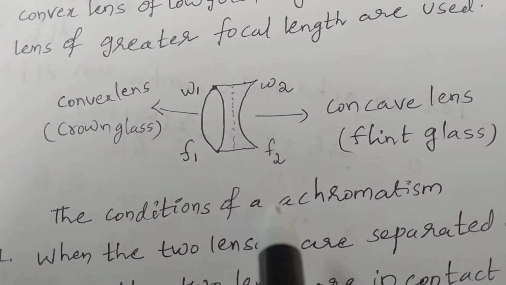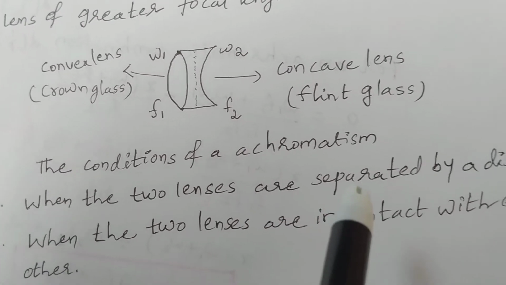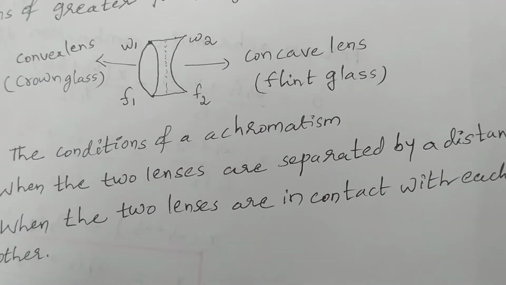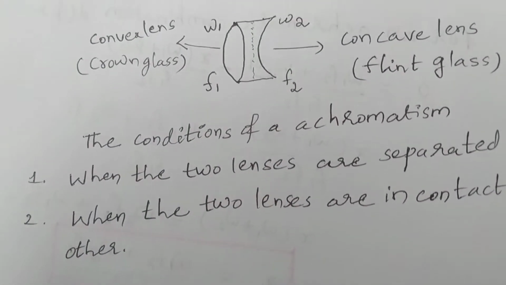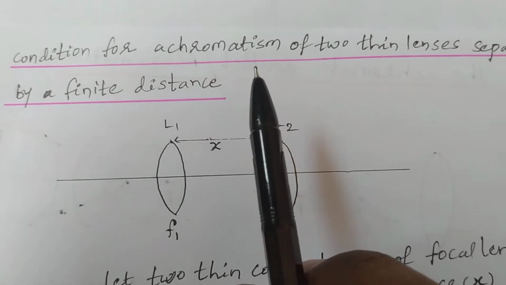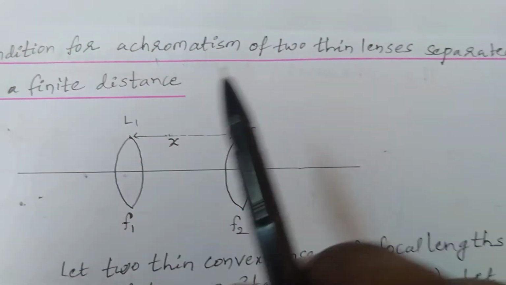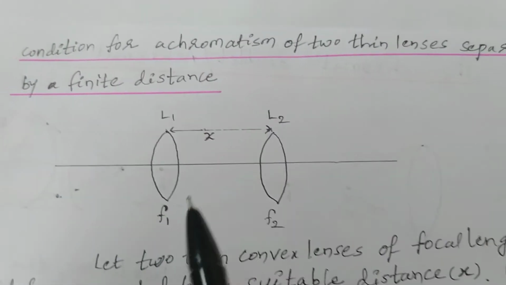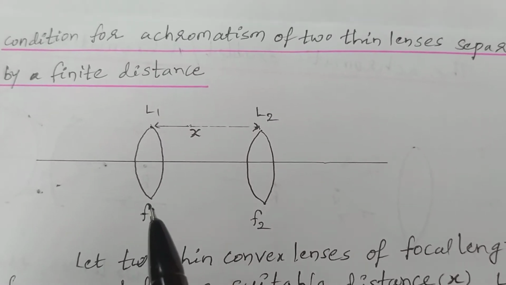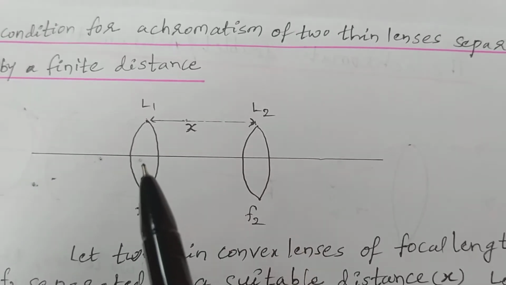So the conditions of achromatization. The first condition is when the two lenses are separated by a distance, and the second is when the two lenses are in contact with each other. Now we discuss the first condition: the condition for achromatism of two thin lenses separated by a finite distance. Let two thin lenses of focal lengths f1 and f2 be separated by distance x.